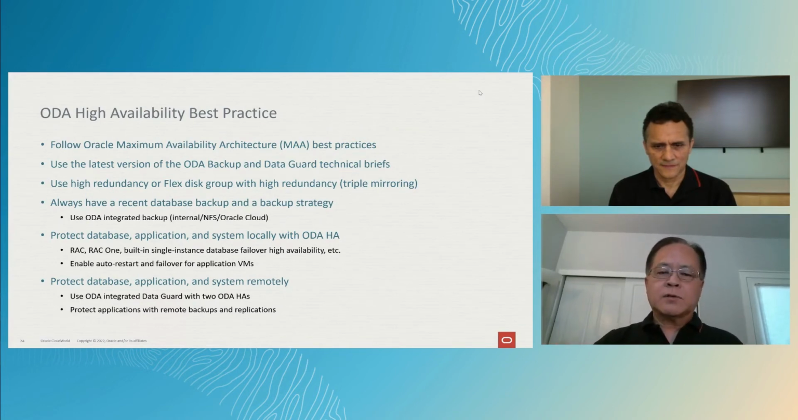And then always use triple mirroring for your production databases and have the most recent backup available for availability reasons. Then we want you to use ODA HA to protect your database, application, and system locally so that you can fail over if anything happens to one node. And we also recommend you protect your database, application, and system remotely through a second ODA so that if there are any natural disasters in one data center, you always have a backup somewhere remotely.